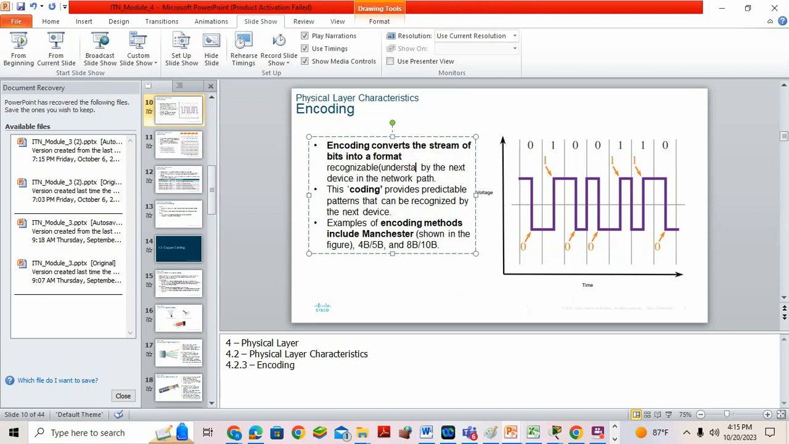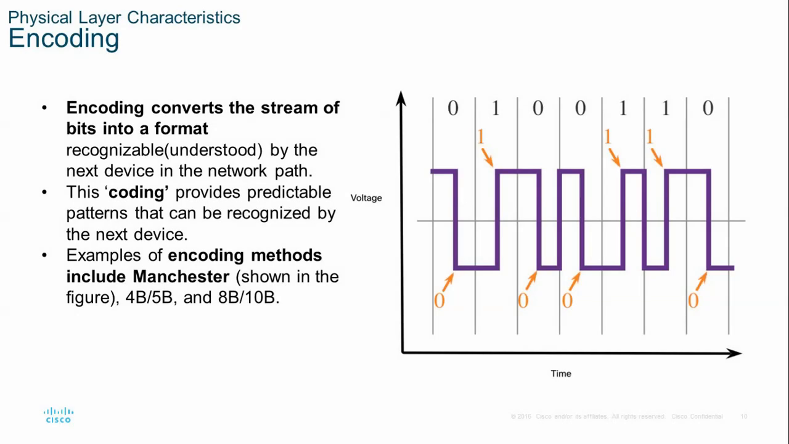Okay, understood by the next device. Encoding means converting binary into a coding format which another computer can understand. Yes, now again go back to the slide. Okay, now see here an example.